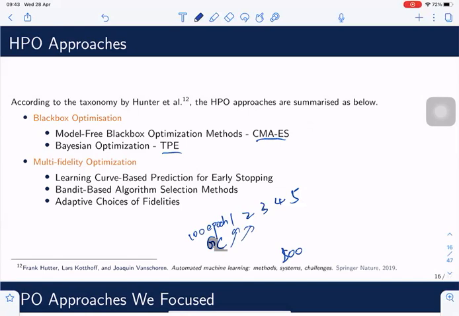By using multi-fidelity optimization, people will discard a portion of them and only keep the promising candidates, the solutions, to continue, like early stopping. So probably after 50 epochs, the 1 and the 2 and 3 will be given up, and that's the multi-fidelity.